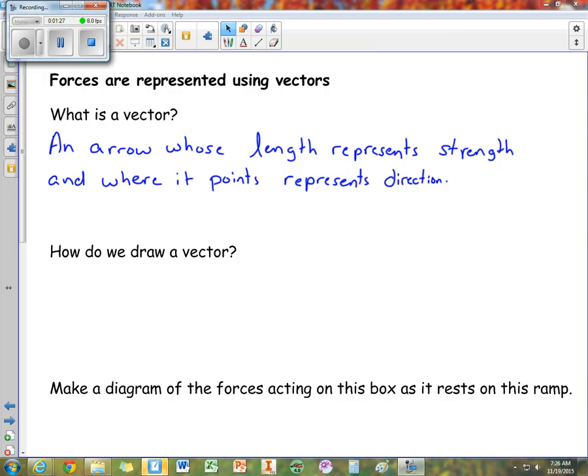Oftentimes, we call the strength the magnitude. So a vector is something with magnitude and direction. And that should make sense for forces because if a force is like a push or a pull, well, then it has to have a strength and it has to have a certain direction.